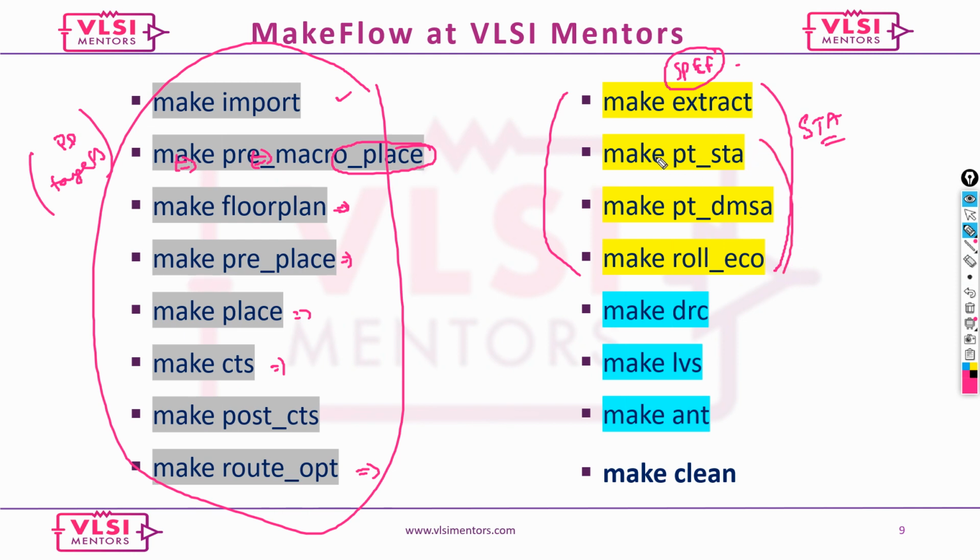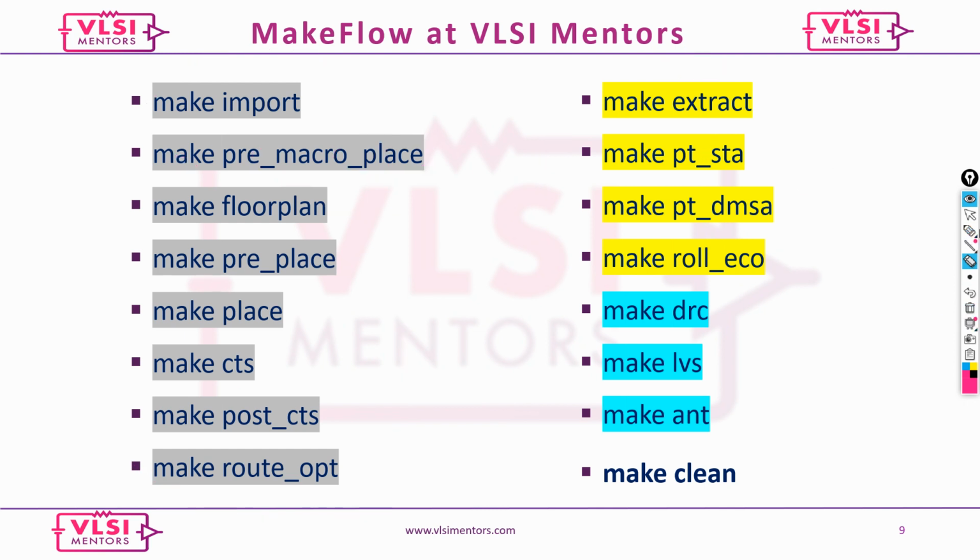And then you run your STA. You may have different corners, say 10 setup corners and 8 hold corners, something like this. Now you need to run all such things. You cannot run them one by one manually. So there may be targets like this, where your runs are executed automatically.